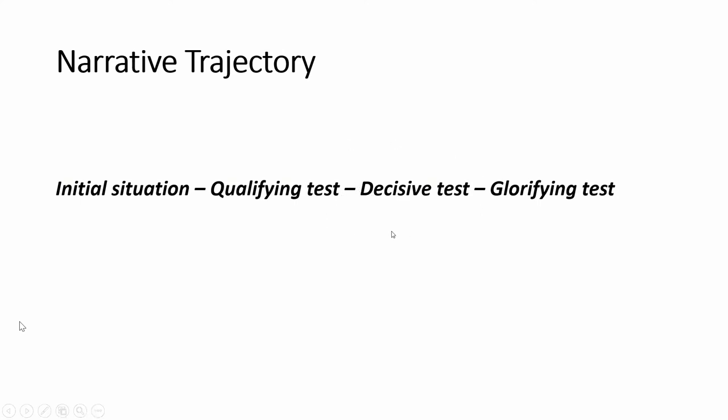Then the decisive test. So the character starts resolving this problem. As a rule, resolution takes several tries. And the last stage of a narrative is the glorifying test. So the problem has been resolved. If it hasn't been resolved, and especially if it is a movie, then we have a sequel, right? So it means that there will be some next parts of this film. And again, here we can say that any stage of our life can be told as, and can be analyzed in terms of, narrative trajectory.